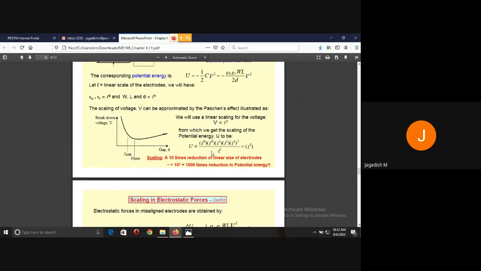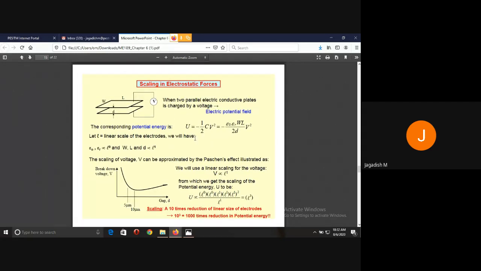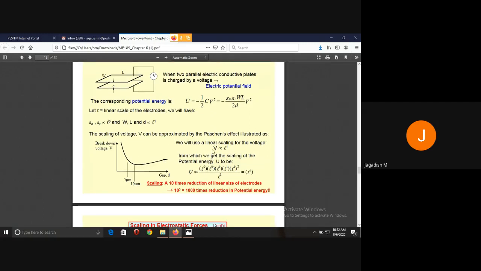So the third one is scaling in electrostatic forces. And you know that energy U is equal to half into C into V squared, which can be substituted as epsilon naught into epsilon r into the width of the plate and length of the plate divided by the separation, that is 2D, into V squared, that is the potential squared. Now epsilon naught and epsilon r are constants, so they are proportional to L to the power 0. Then you have only linear dimensions as W, L and D. It is proportional to L to the power 1, since these are linear dimensions.